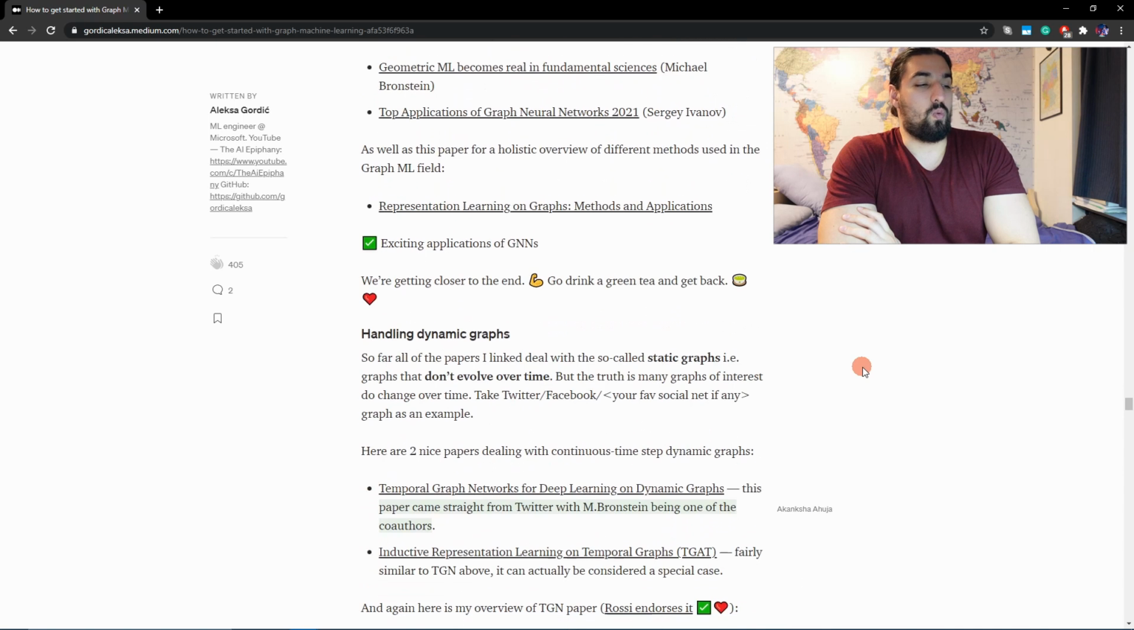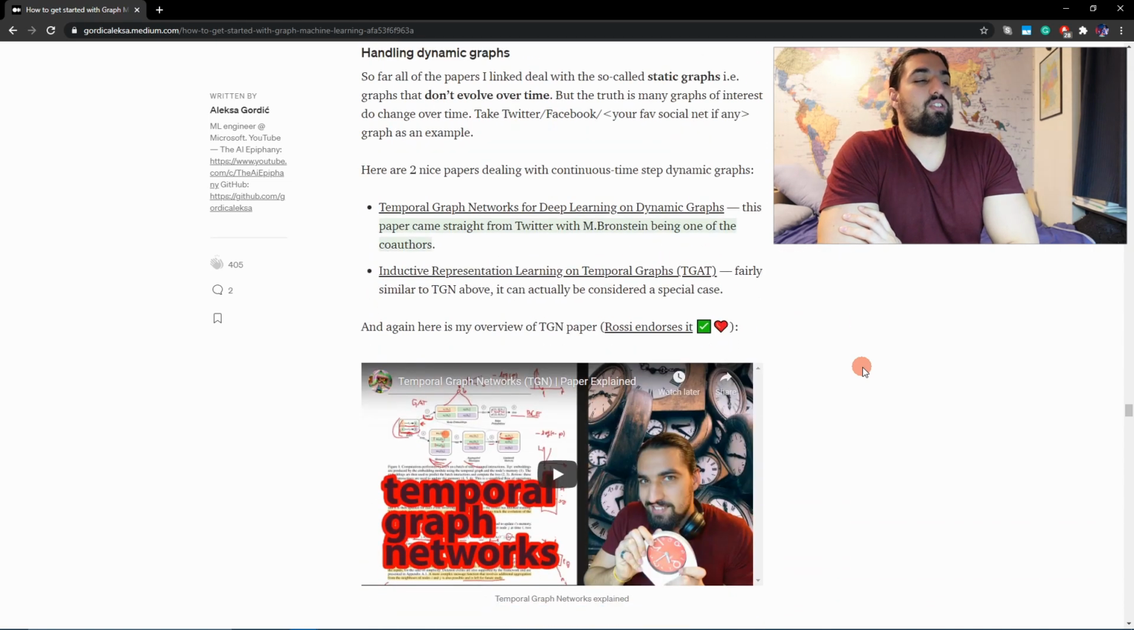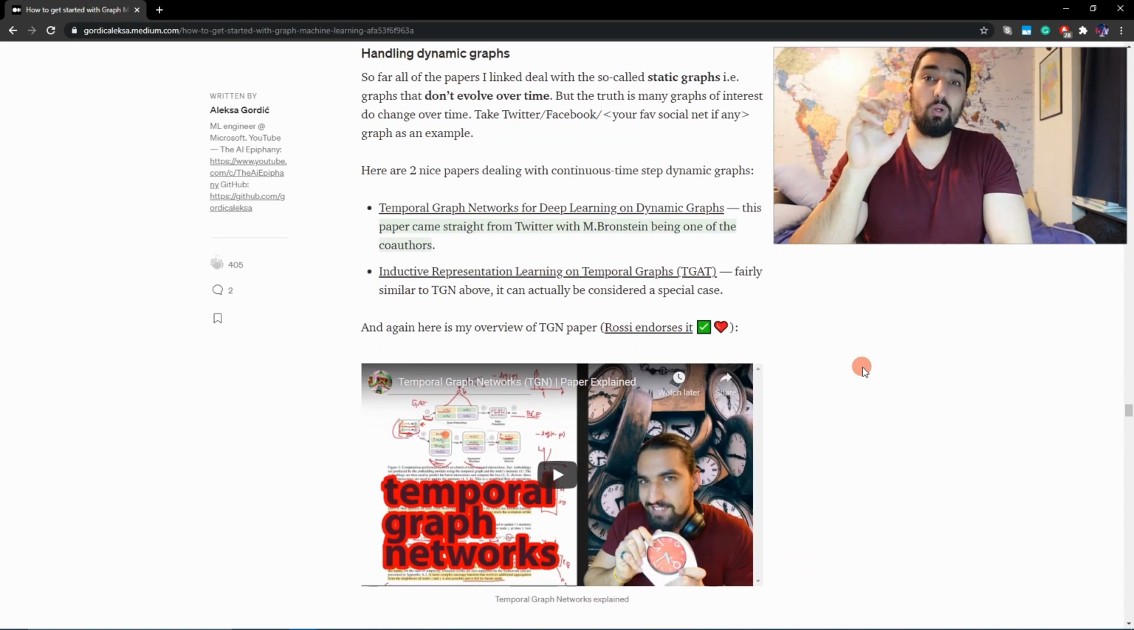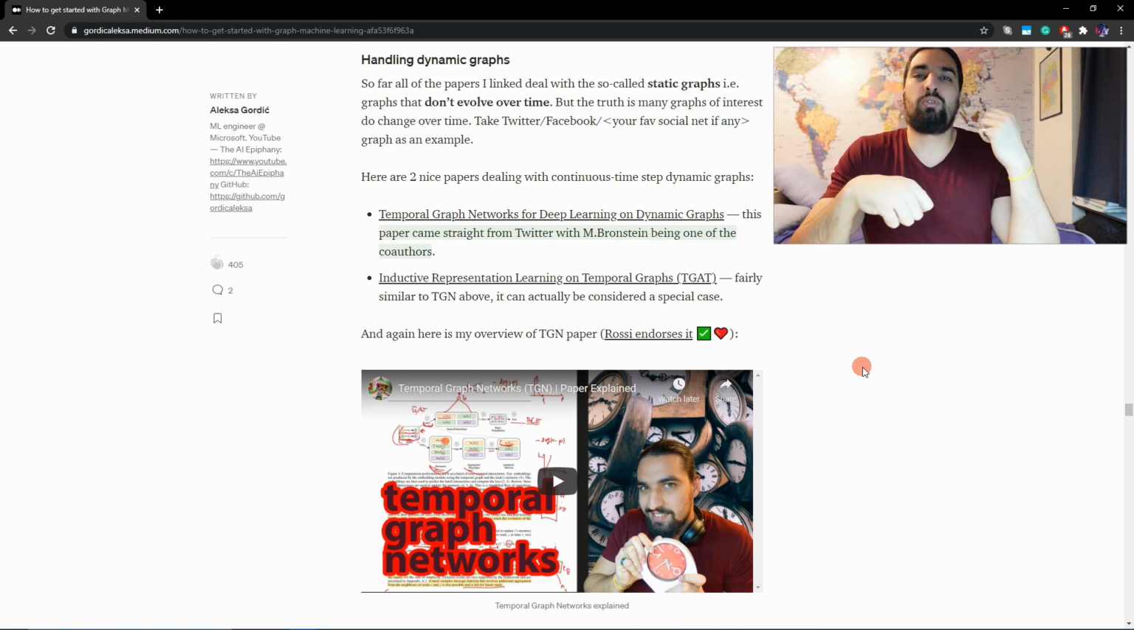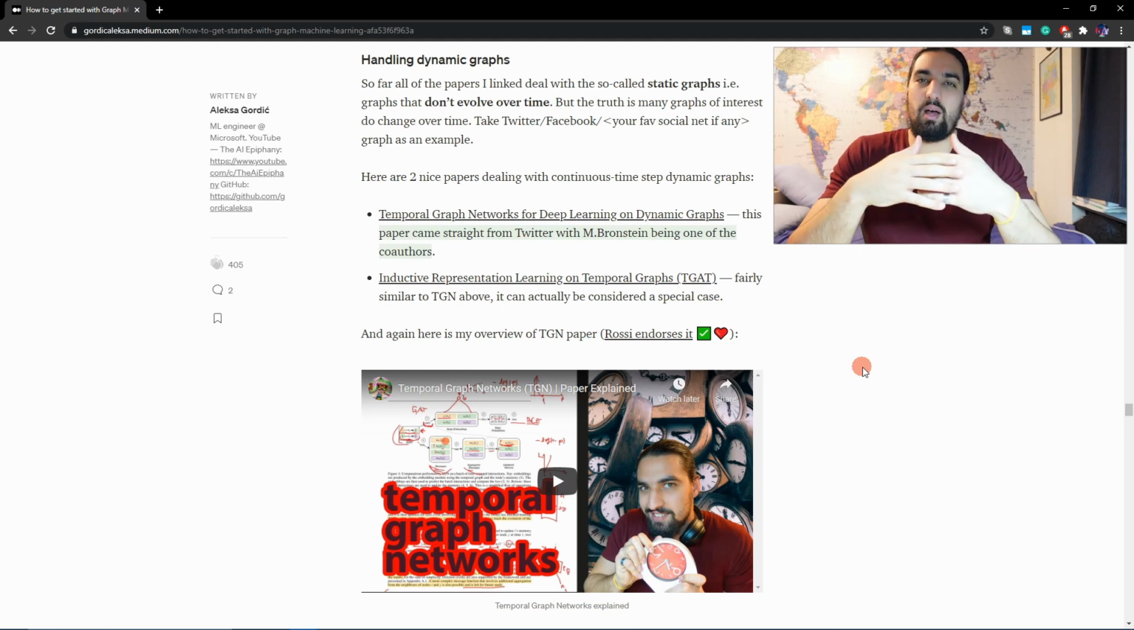Okay, so handling dynamic graphs chapter. All of the methods I've explained so far are dealing with static graphs. So what's static, what's dynamic? Dynamic graphs are those that evolve with time. So either new edges or new nodes appear as the time progresses.